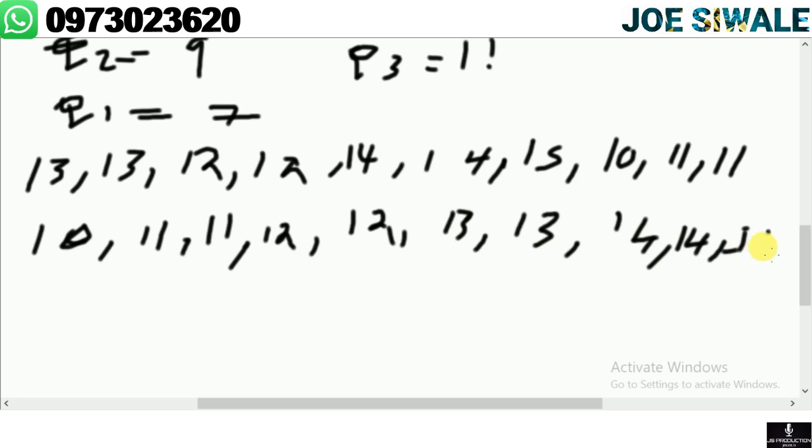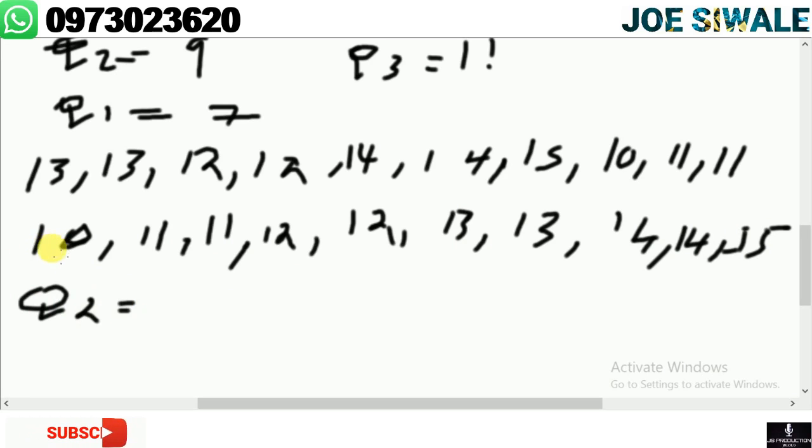And let's count the total number of these data that have been given. 1, 2, 3, 4, 5, 6, 7, 8, 9, 10. And as you can see, the total number is giving us an even number. So the first thing that we're supposed to do is to calculate our middle quartile. So let us calculate here.